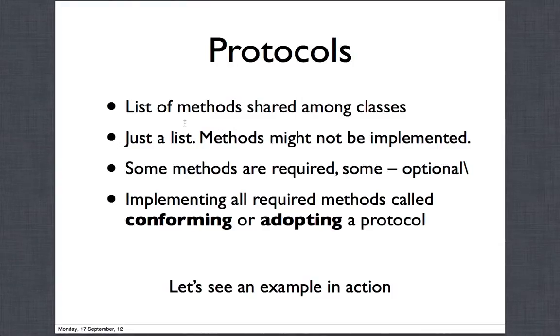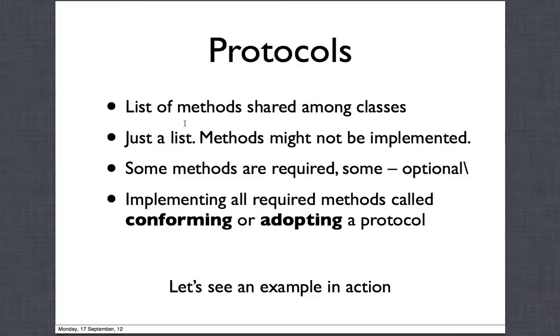Okay, it's pretty easy. A category is just a group of methods. A protocol is kind of similar idea, but for multiple classes. A protocol is a list of methods shared among different classes. It's just a list. It doesn't force you to implement those. So if you create a protocol, you're not forced to implement those. You can just have this list.